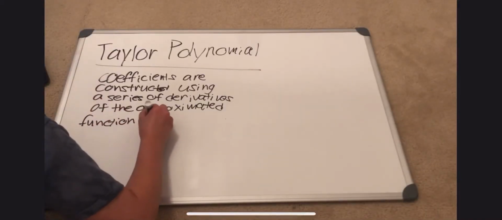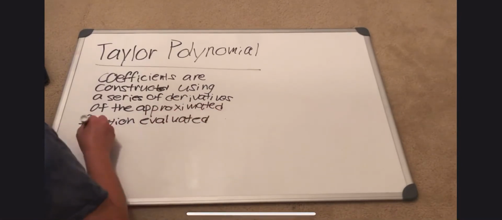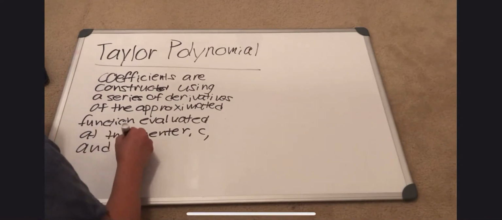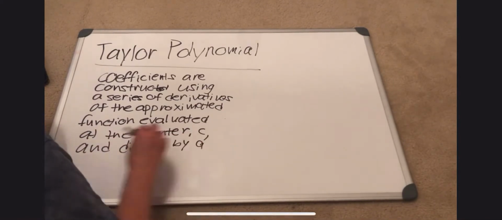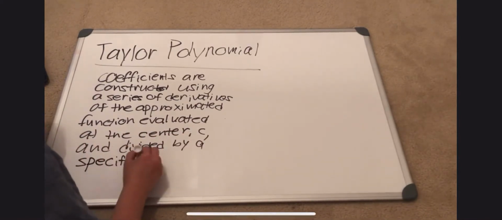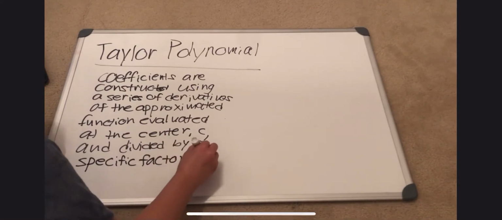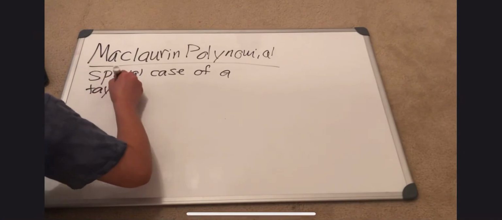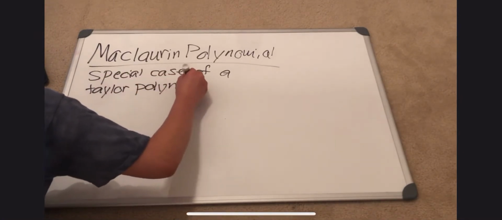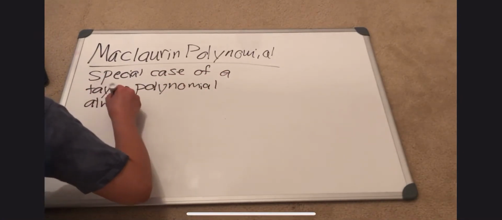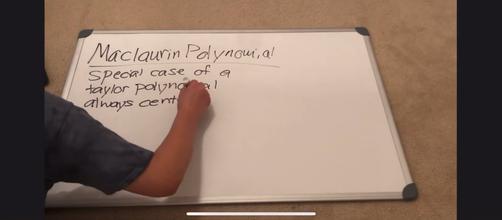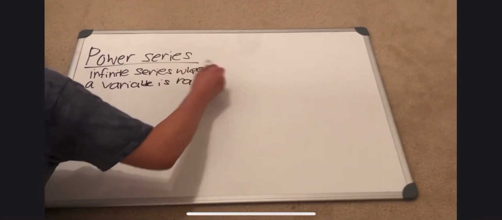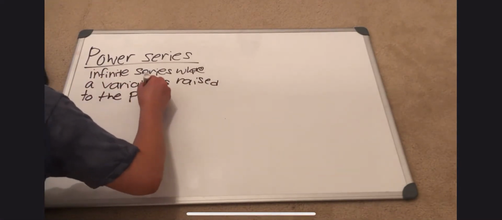My first topic is Taylor polynomials, which are a polynomial whose coefficients for each term are constructed using a series of derivatives of the approximated function evaluated at the center C. A Maclaurin polynomial is a special case of a Taylor polynomial, and it is always centered at C equals 0. A power series is an infinite series where a variable is raised to the power of the index variable.